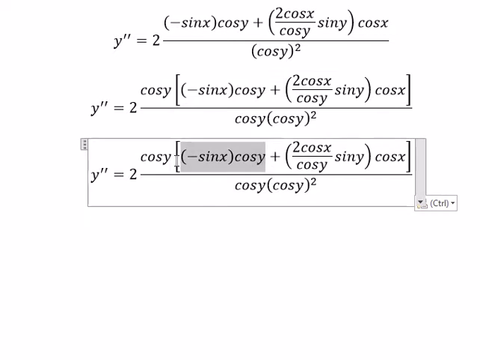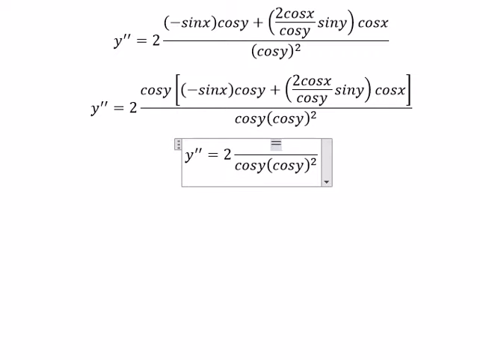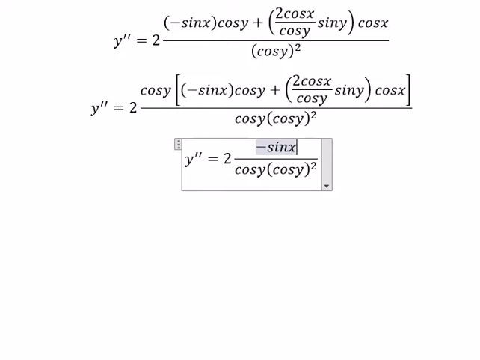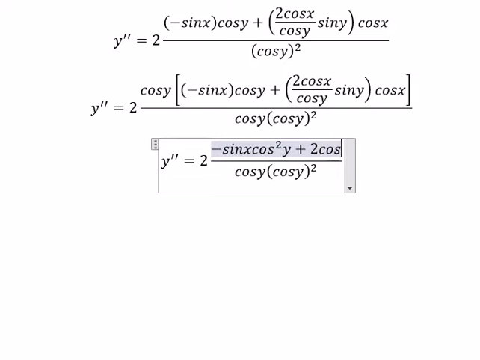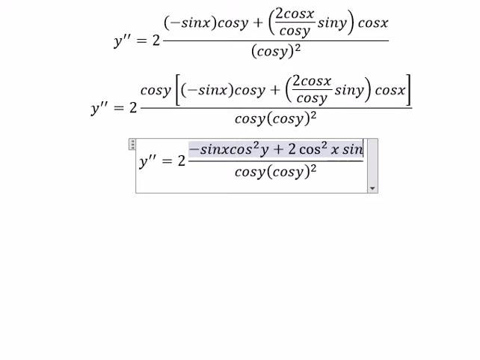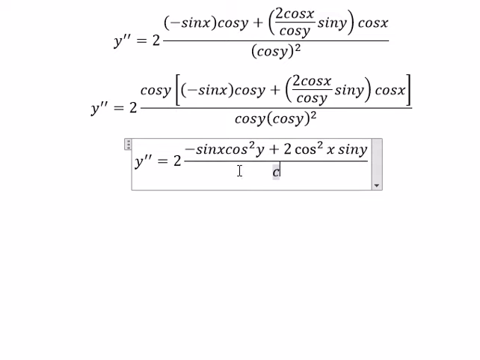So you get the new one. Let's see: negative sine x cosine y squared plus 2 cosine x squared sine y. This one you get cosine y to the power of 3.